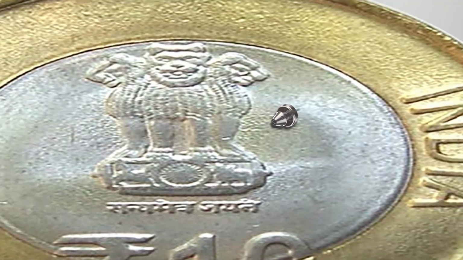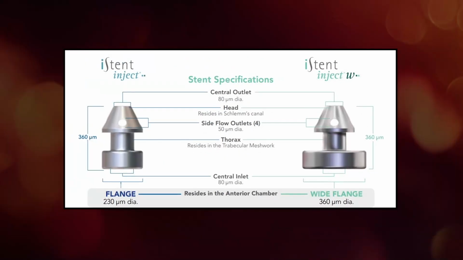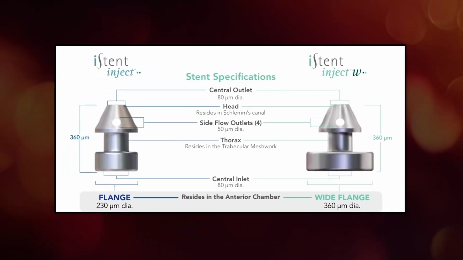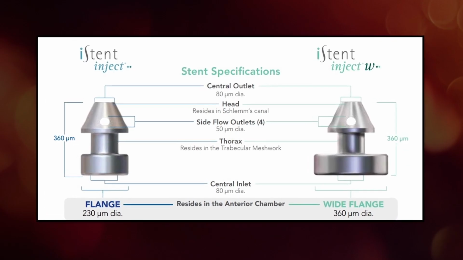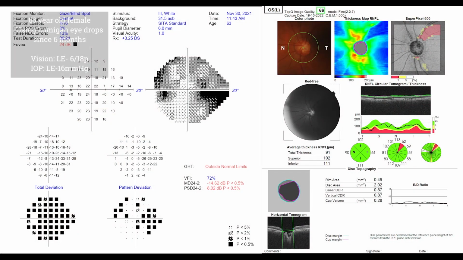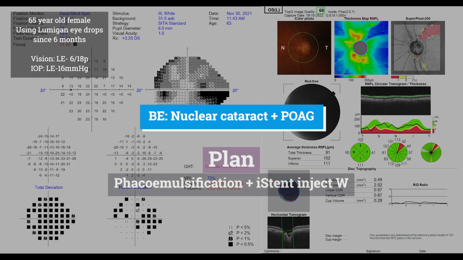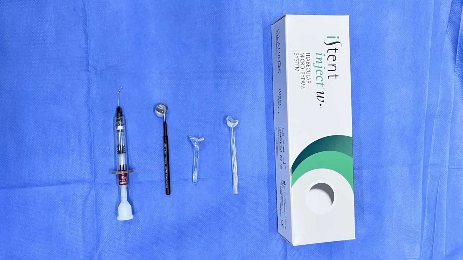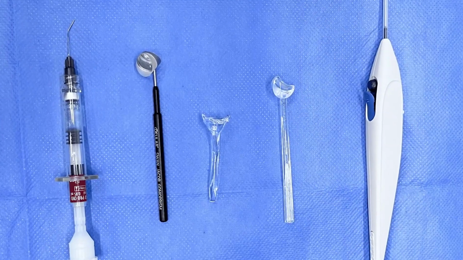These are heparin-coated biocompatible implants and are MRI conditional. iStent Inject W is the modified version of second-generation iStent, similar to iStent Inject with a wider flange. In this video, we shall demonstrate the procedure of iStent Inject W performed along with the cataract surgery in a patient with moderate POAG. The instruments required are cohesive viscoelastic, iStent Inject W device and intraoperative gonio lenses.